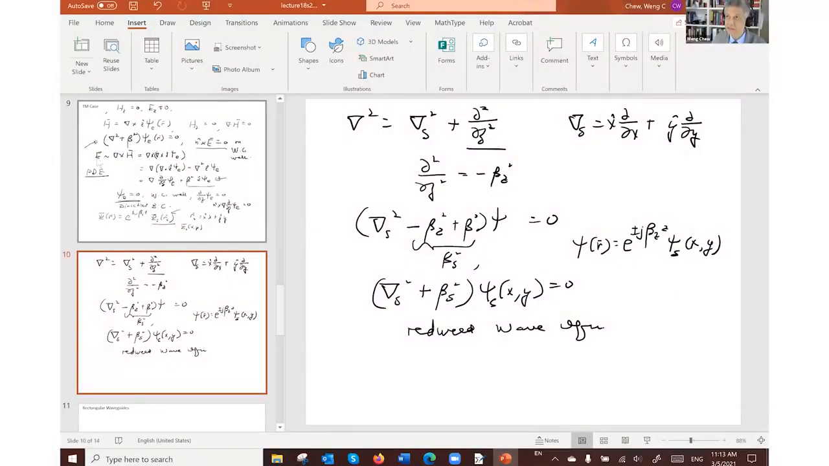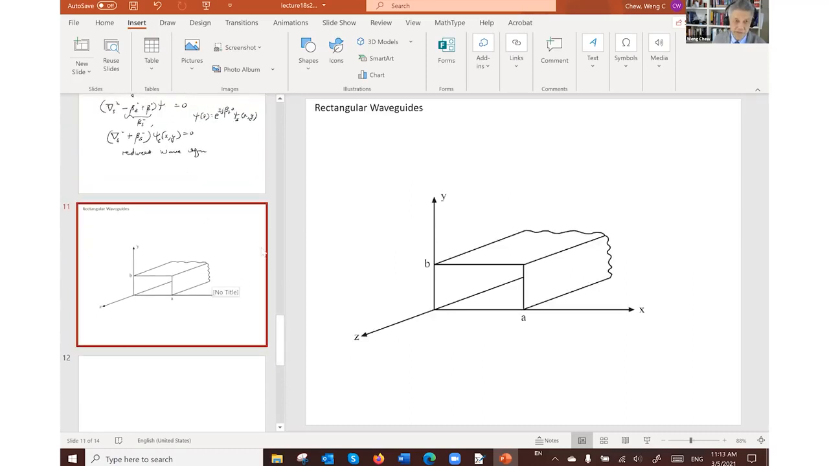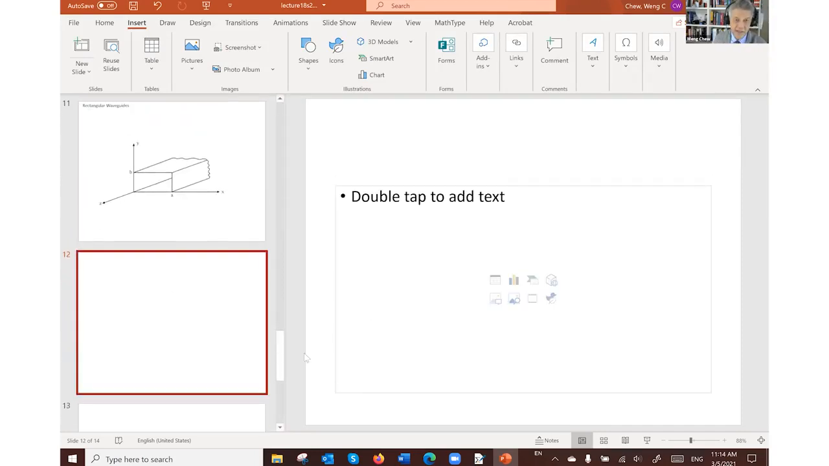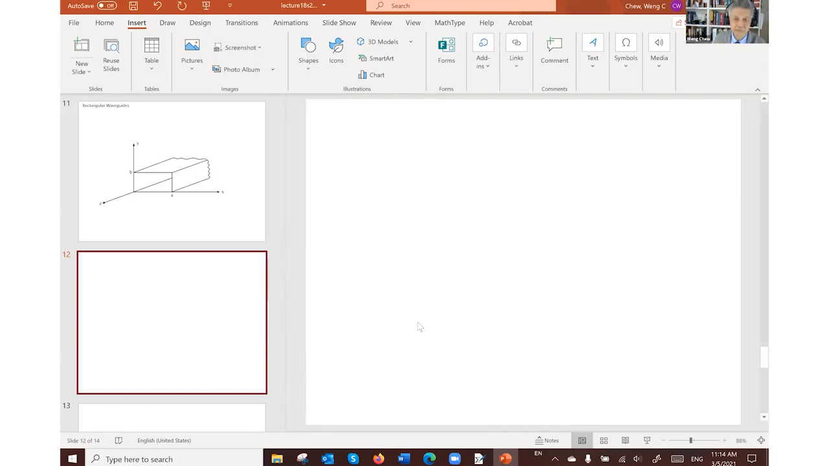So let's take a very simple example using the remaining time that we have, which is that of a rectangular waveguide. In the past, we have only been doing theory. And let's take this as an example. Okay, you get rid of that. And then we can take the TE case first for the rectangular waveguide.